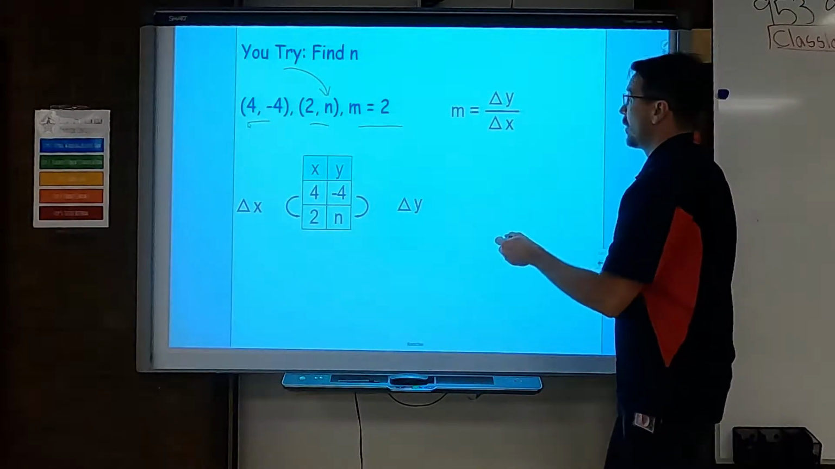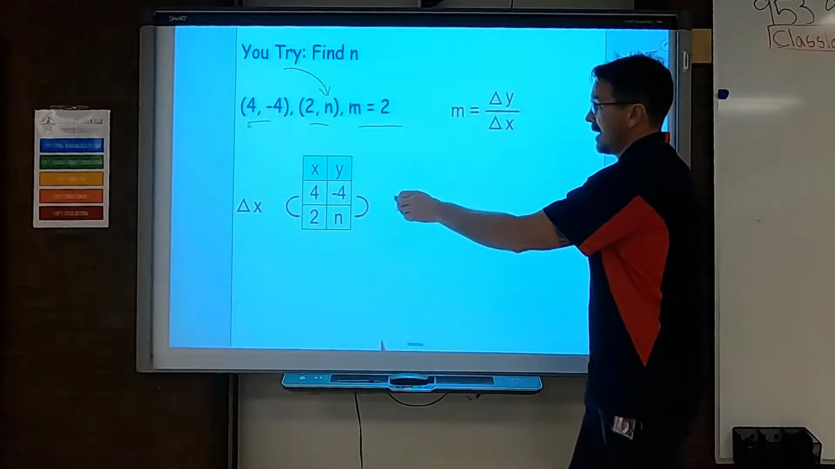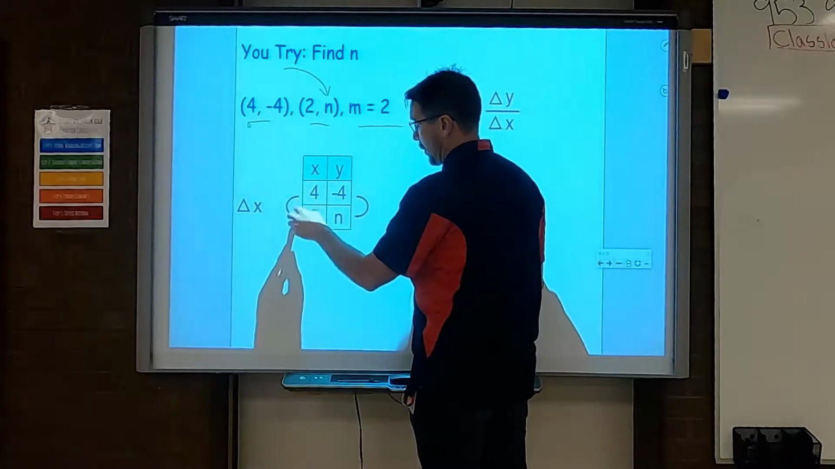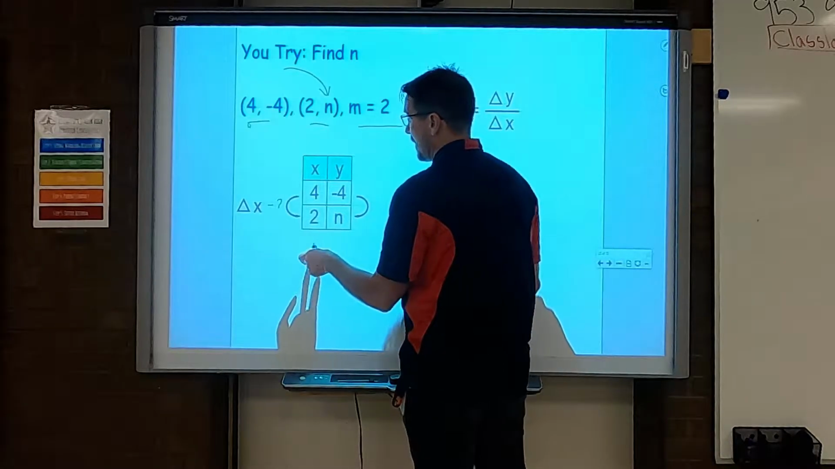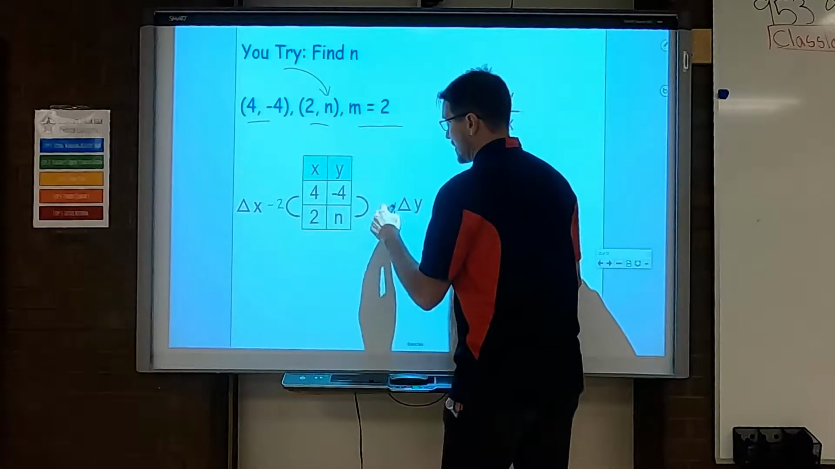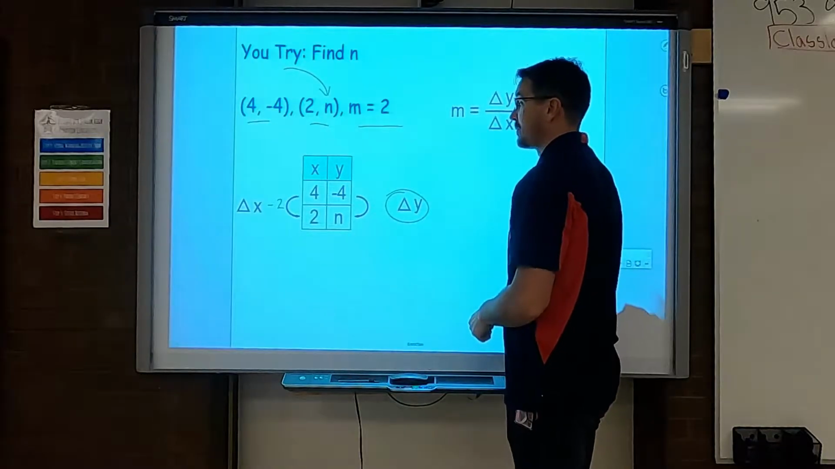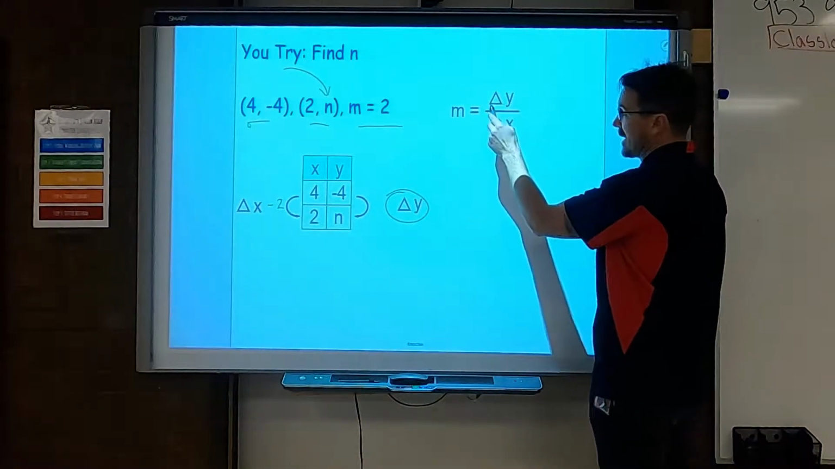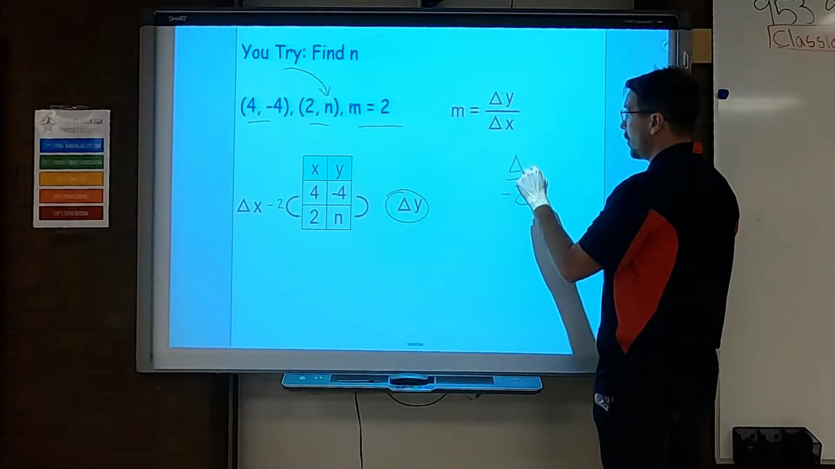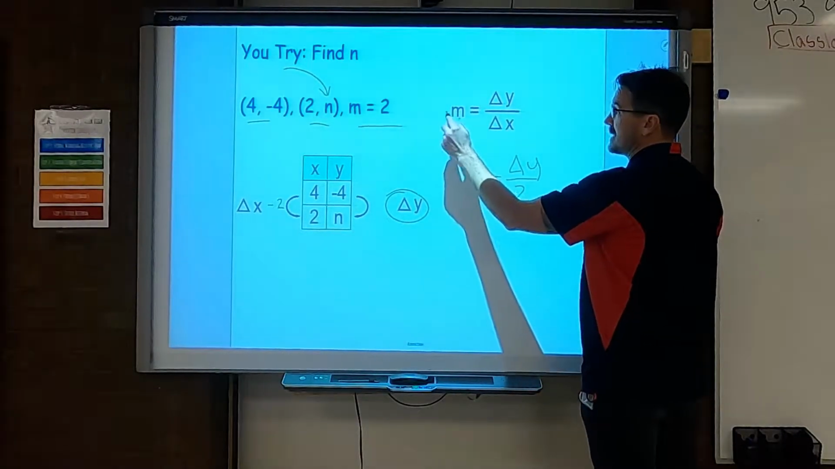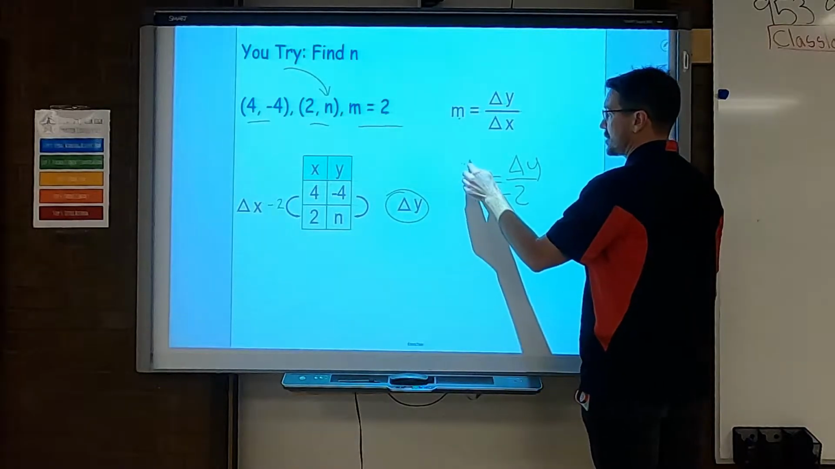So I know that the change in x right here from 4 to 2 is minus 2. Because I put this point here and I put this point here. But I don't know what the change in y is. So I'm going to keep this as a change in y. And so I'm going to come back to here. So I know my change in x is negative 2. My change in y is I don't know. But I do know what m is. M is 2. So I'm going to put a 2 here.